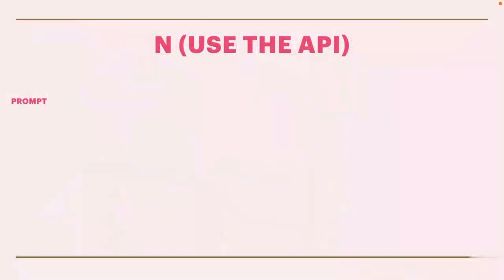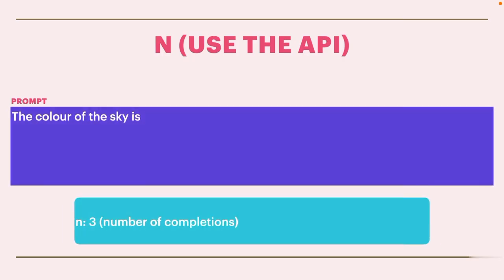In this video, you will dive into the usage of the N parameter in the ChatGPT API. The N parameter, short for number of completions, plays a crucial role in shaping the behavior and output of our completion model. The N parameter allows us to specify the number of alternative completions we want to receive from the model for a given prompt.